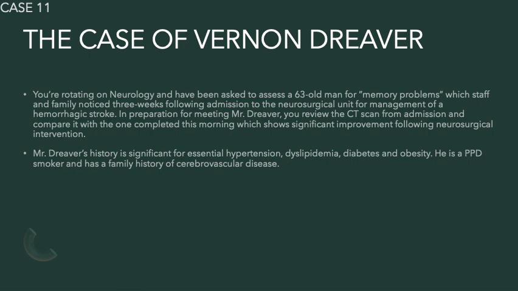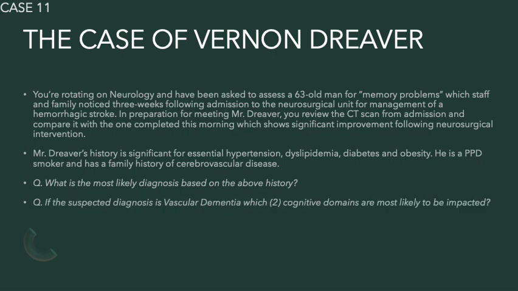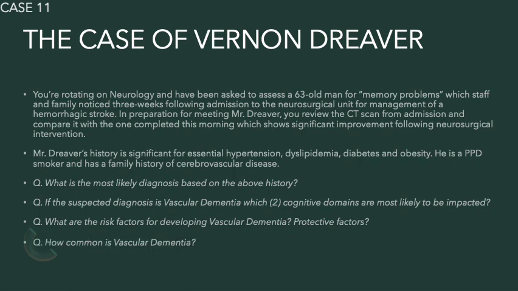Mr. Drever's history is significant for essential hypertension, dyslipidemia, diabetes, and obesity. He is a pack per day smoker and has family history of cerebrovascular disease. What is the most likely diagnosis based on the above history? If the suspected diagnosis is vascular dementia, which 2 cognitive domains are most likely to be impacted? What are the risk factors for developing vascular dementia? What about protective factors? How common is vascular dementia?